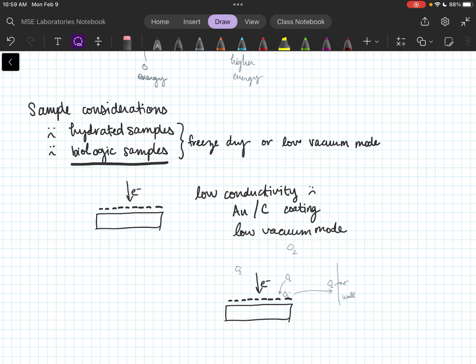So low conductivity is not great, and anything that is not vacuum stable. Those are going to be our biggest nemesis when it comes to preparing a good sample for electron microscopy. We can do solids, we can do powders, we can do fibers. There isn't a lot of structural issues. It has to be small enough to fit in the microscope. And in metallurgy, we'll typically polish the samples instead of sticking them in raw, so that we get a clean, flat surface.